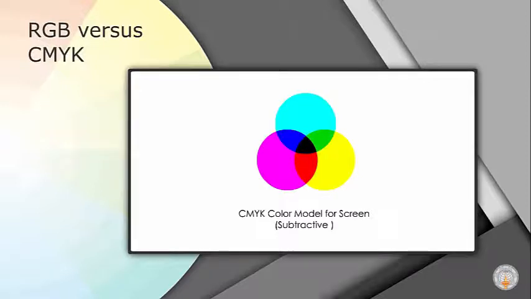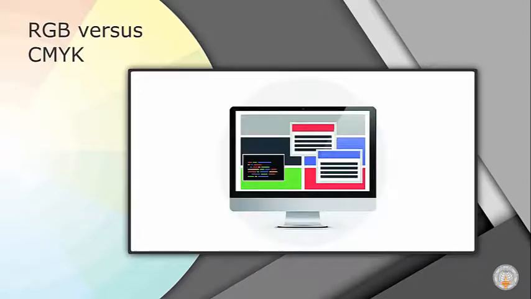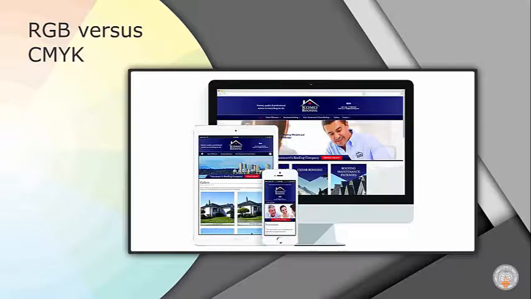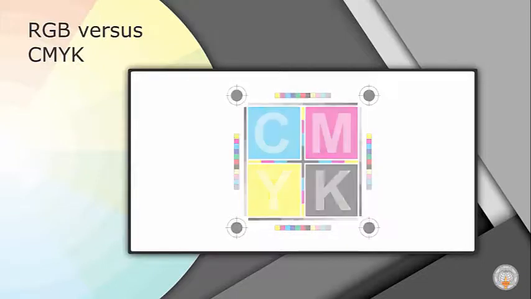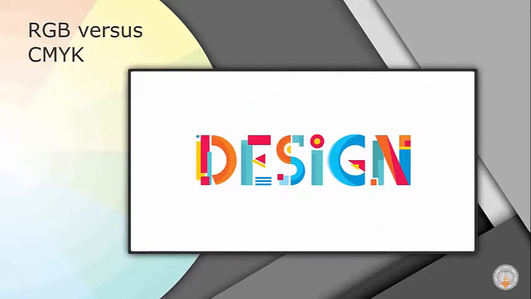Thus, the RGB additive color model displays better on a screen and can be used to design websites and other screens. On the other hand, the CMYK subtractive color model is intended for a printed page. So, understanding the difference between RGB and CMYK is an essential piece of design.